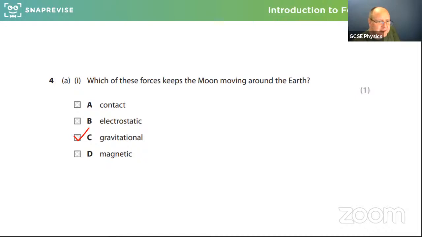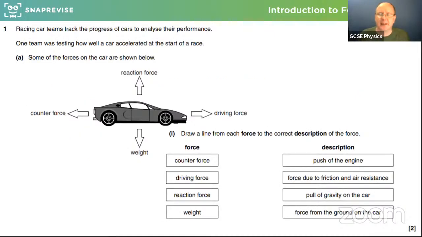Right, let's move on to the next question. I hope you can see this one clearly. The text is a little bit smaller on this one. So we've got racing car teams track the progress of cars to analyze their performance. One team was testing how well a car accelerated at the start of a race. And here are the forces. So we've got reaction force or normal contact force. We've got the driving force we talked about. Counterforce would be friction plus air resistance.